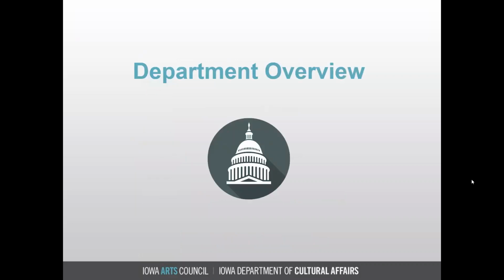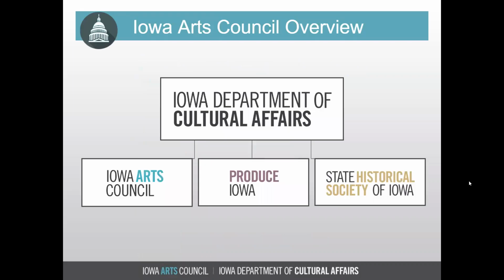Let's begin with an overview of the Iowa Arts Council. The Iowa Arts Council is your state arts agency, meaning we are an entity within state government. We're a division of the Iowa Department of Cultural Affairs. The mission of the department is to empower Iowa to build and sustain culturally vibrant communities by connecting Iowa to the people, places, and points of pride that define our state.